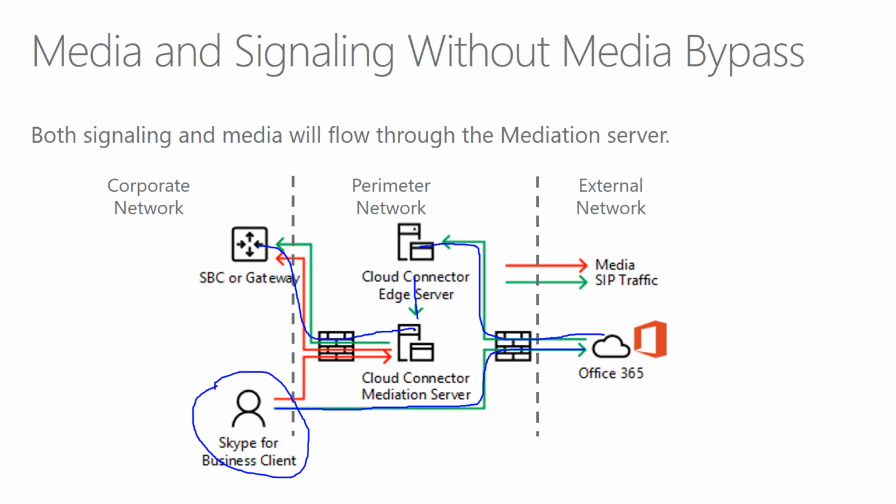The media traffic for the client will go from the client through the corporate internal firewall to the Cloud Connector mediation server in the perimeter network. From there, the media will then be transcoded and will go outbound as G711 traffic through the firewall to the SBC or gateway.